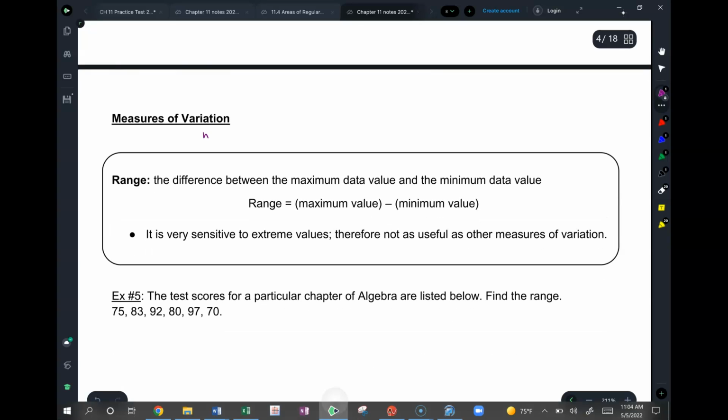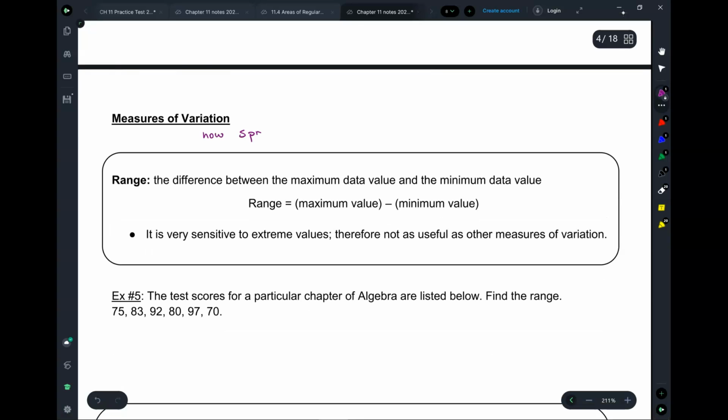This is basically a description of how spread out the data is. What we were talking about before was measures of center. We were just looking at the center, what's the mean, what's the median. Now we're talking about how spread out the data is. One way we can look at it is the range. The range is very easy. It's just the maximum minus the minimum value.